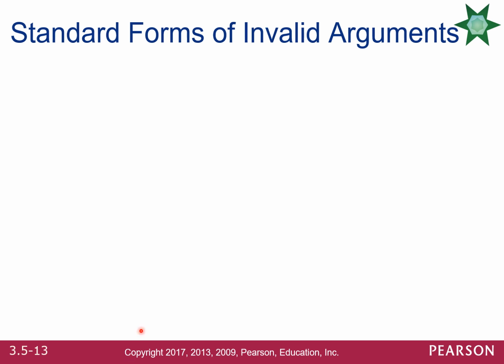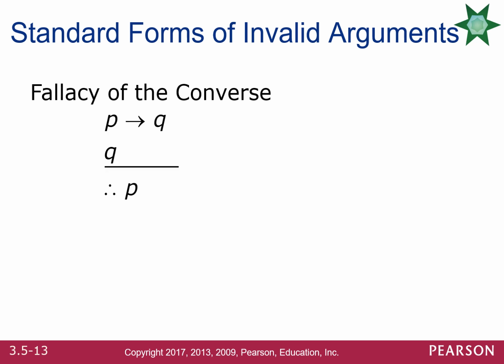Now we look at some standard forms of arguments which will always be invalid. In other words, which will always result in a fallacy. All right. So the first one is the fallacy of the converse. So let's pull that up. The structure is if P then Q, being the first premise, followed by the second premise, which is Q, therefore P. This will never be a valid argument. It will always be an invalid argument, resulting in a fallacy. And it's called the fallacy of the converse.